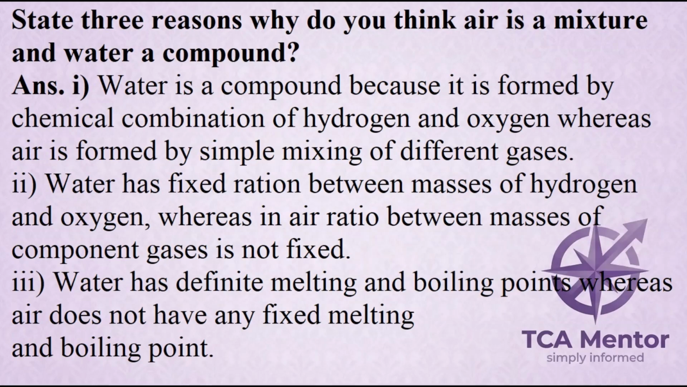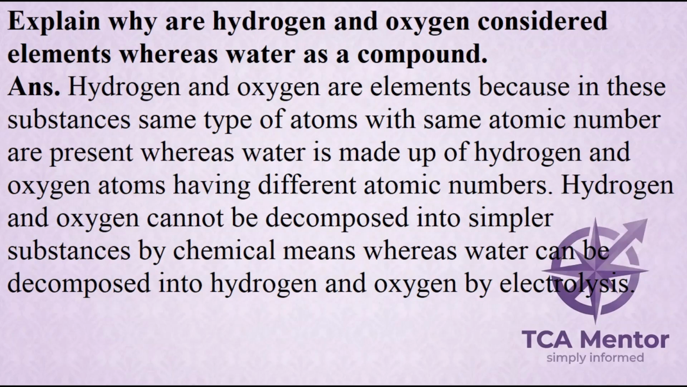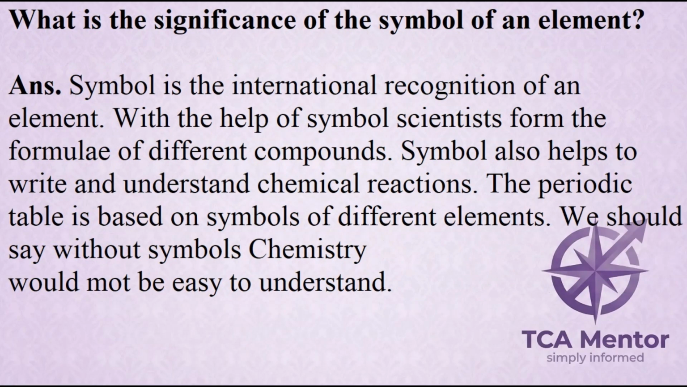Explain why hydrogen and oxygen are considered elements whereas water is a compound. Answer: Hydrogen and oxygen are elements because in these substances the same type of atoms with the same atomic number are present, whereas water is made up of hydrogen and oxygen atoms having different atomic numbers. Hydrogen and oxygen cannot be decomposed into simpler substances by chemical means, whereas water can be decomposed into hydrogen and oxygen by electrolysis.